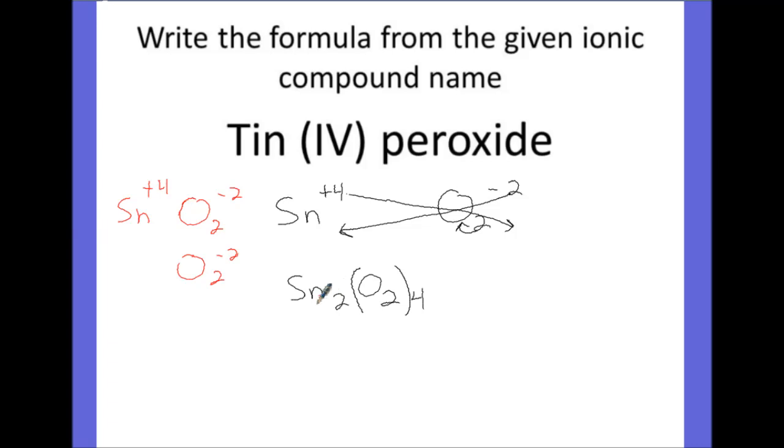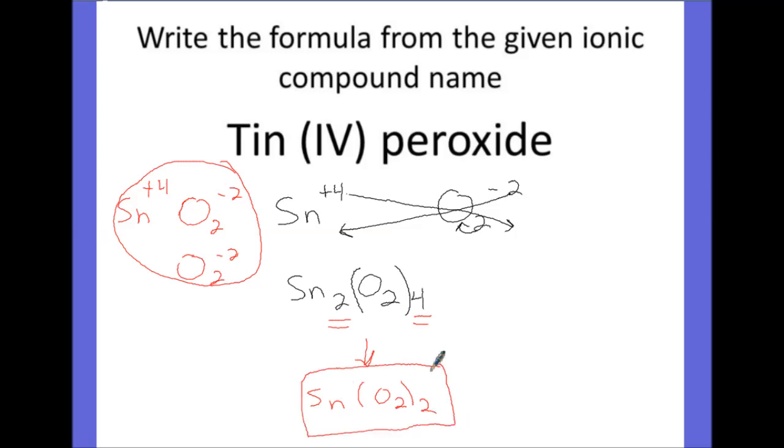But when you look at the ratio of the ions here, you have 2 of these and 4 of these. And notice that this can be reduced right there. So we're going to divide both of these by 2. And this is going to become Sn, and then in parentheses, O2 and 2. Kind of what we did right here already. So this is going to be my formula, Sn(O2)2. So this is tin IV peroxide. Just make sure you are careful with reducing. If you need help, just ask. Just remember that that 2 has to be with that oxygen right there.